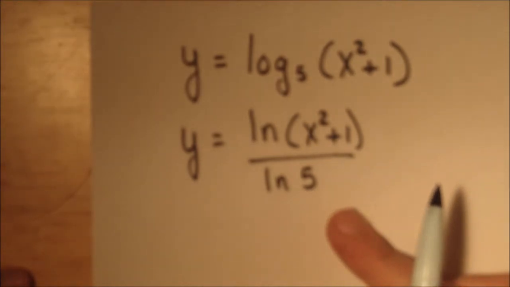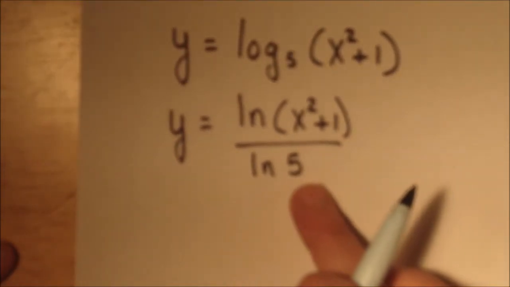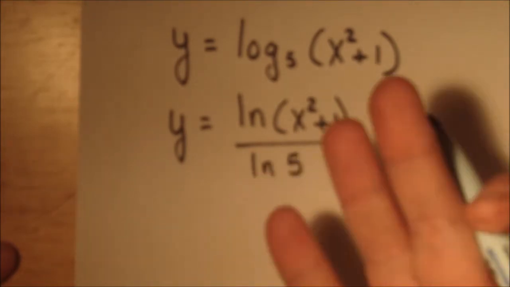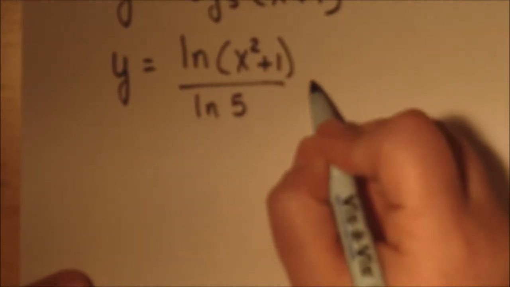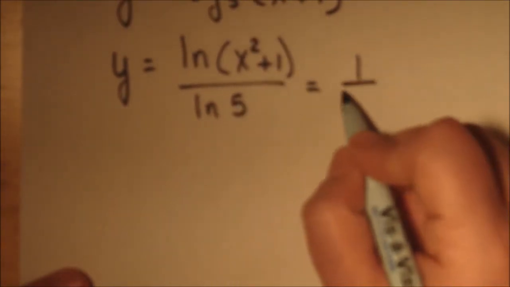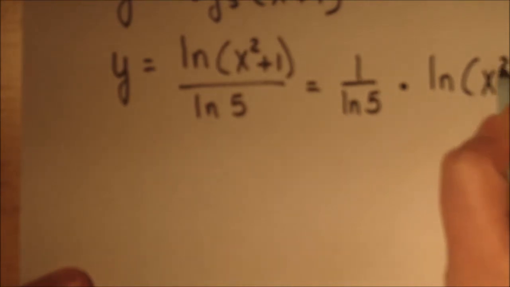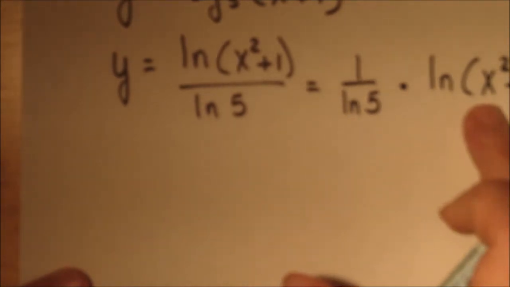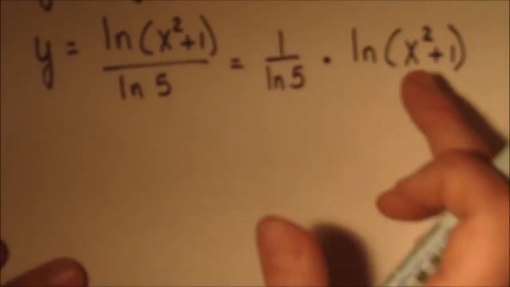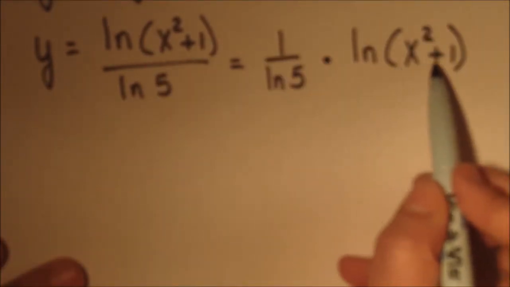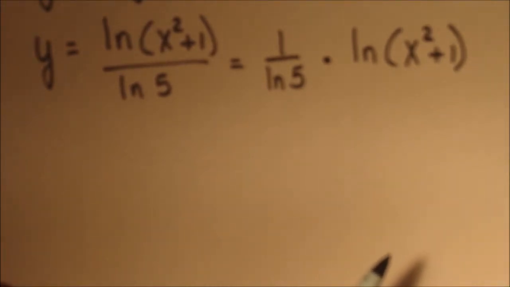Sometimes students look at this and say, oh, don't I need the quotient rule? But actually, natural log of 5 is a constant. That would just have some decimal value. So I think it'll help you to see this if I write this ratio as 1 over the natural log of 5 times natural log of x squared plus 1. I have a rule from Calc 1 that tells me I can separate my constant, do my calculus, and then multiply my constant at the end. That's called the constant multiple rule.